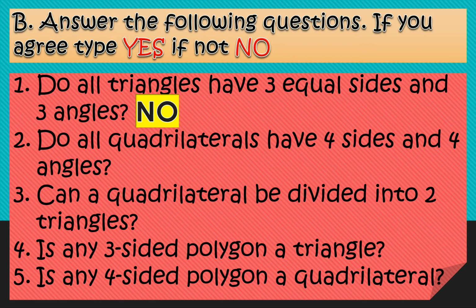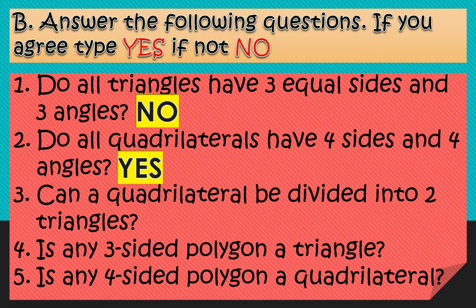Now, for number two, do all quadrilaterals have four sides and four angles? I repeat, do all quadrilaterals have four sides and four angles? Is it a yes or no? Okay, let us answer. The correct answer is yes, of course. A quadrilateral has four sides and four angles.